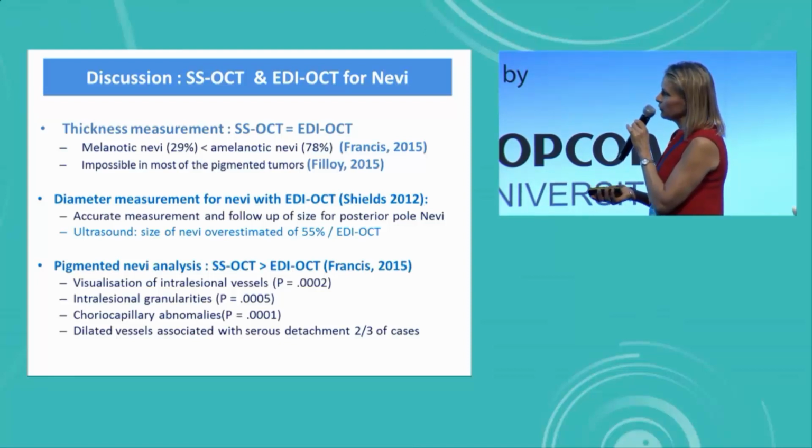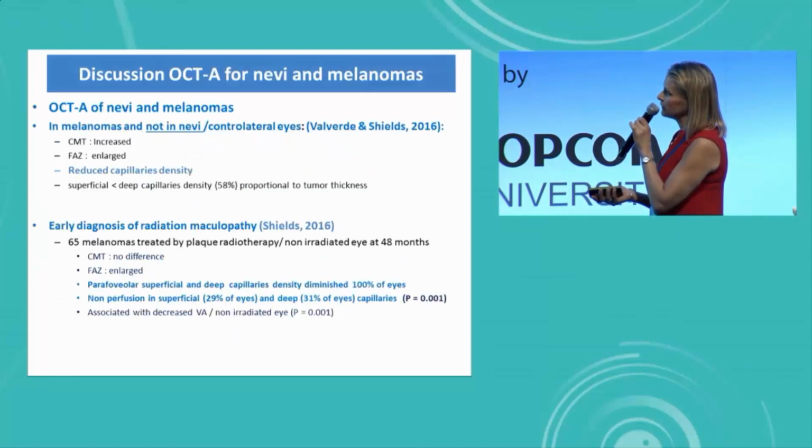EDI OCT appears also interesting for the accurate measurement and follow-up of posterior pole nevi, and is 55% underestimated compared with ultrasound for Shields. And for pigmented nevi analysis, swept source OCT has been proved by Francis to be more efficient than EDI OCT analysis. Angio OCT could be also interesting for the differential diagnosis of melanomas compared to nevi, since only in melanomas it has been observed that there is retinal capillary density decrease compared to the contralateral eye.